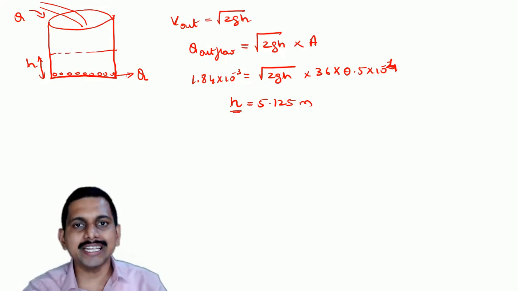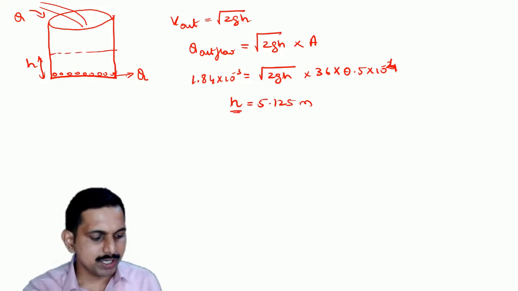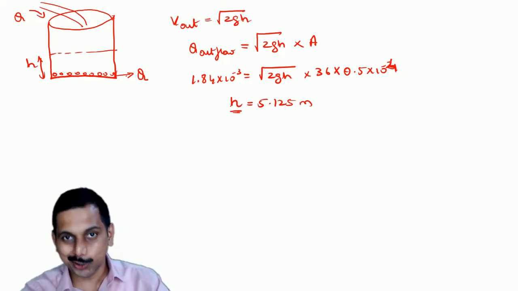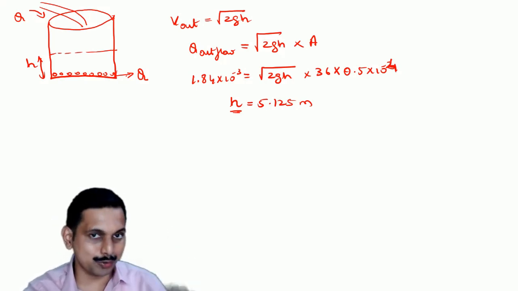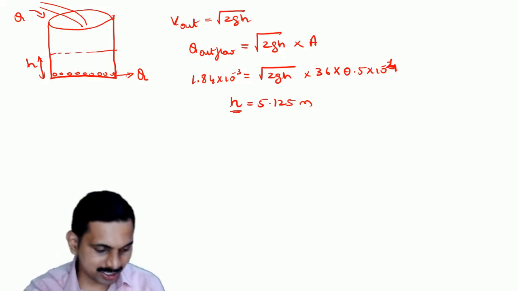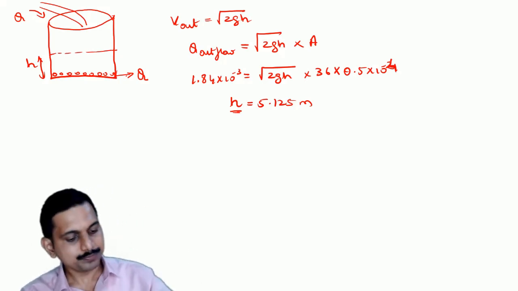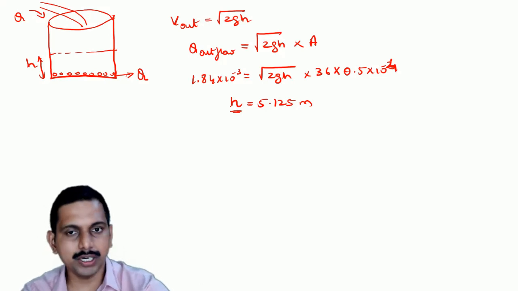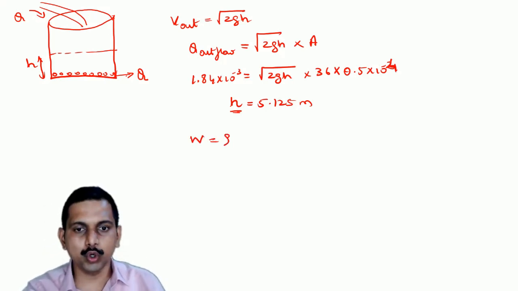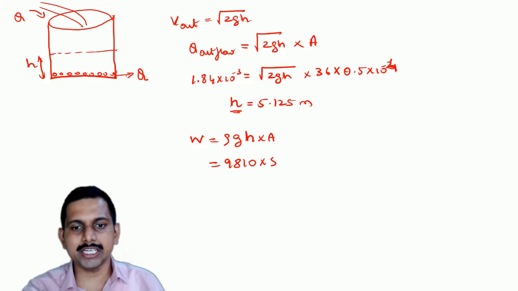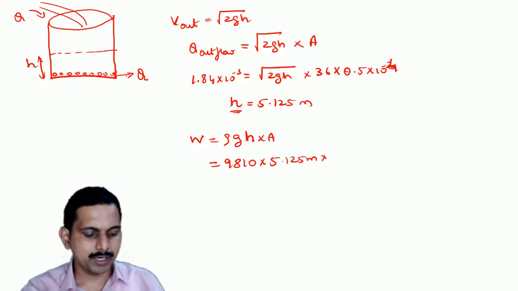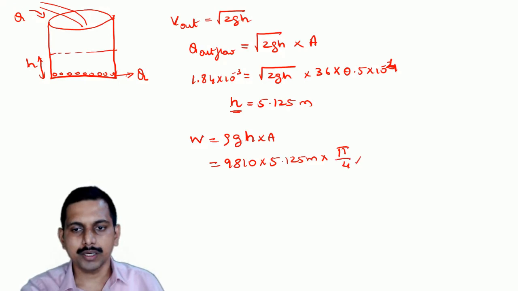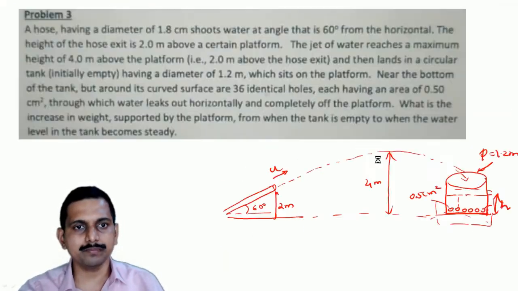Now because of this height, there is a weight which is there. What is that weight? Don't think weight is the only thing, there is an additional one. Do not rush into it, do not close the video because there is still more here, okay? So the weight, W is equal to rho G H into A. So rho G is 9810, I can say. Height is 5.125 meters into area, which is pi by 4 into 1.2 the whole square, because 1.2 is given as the diameter. Let me check again.